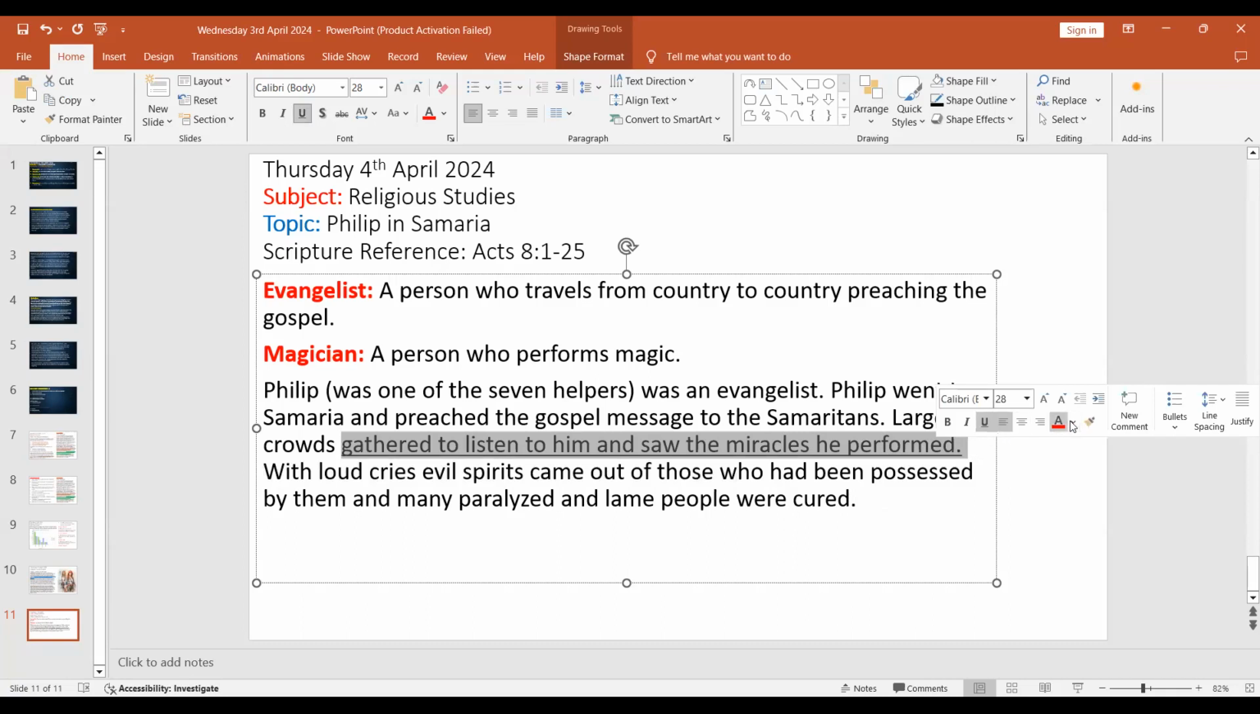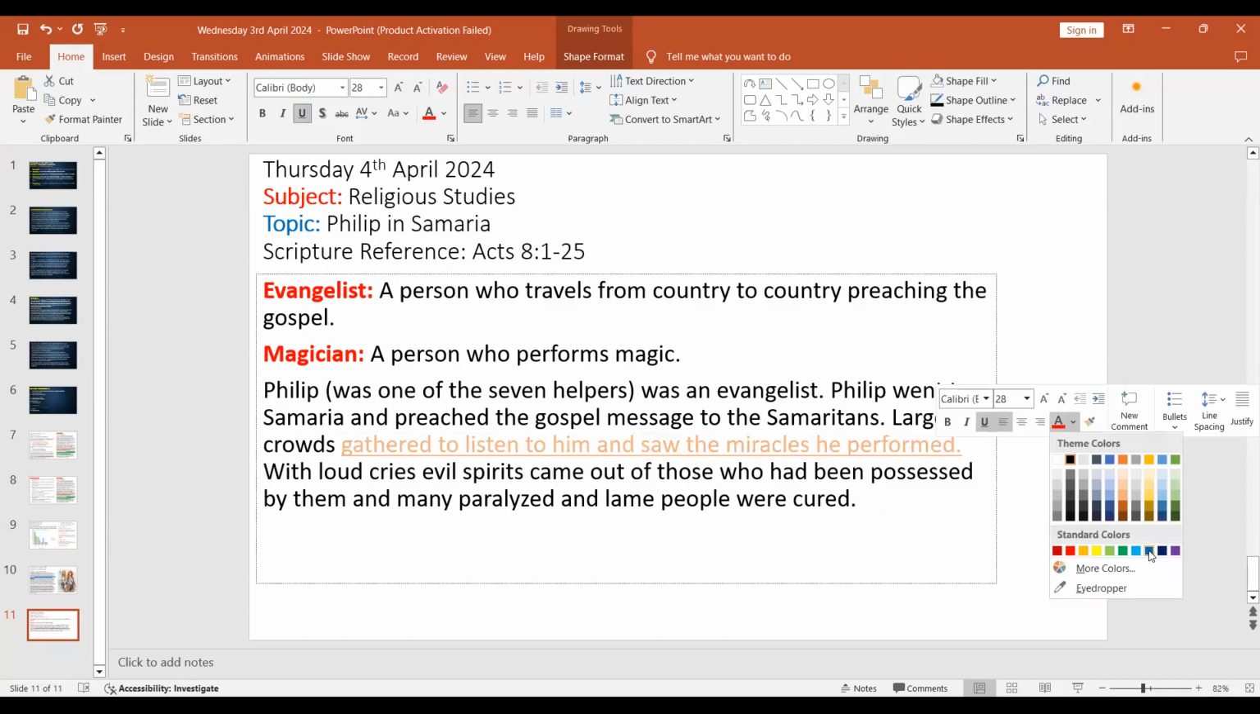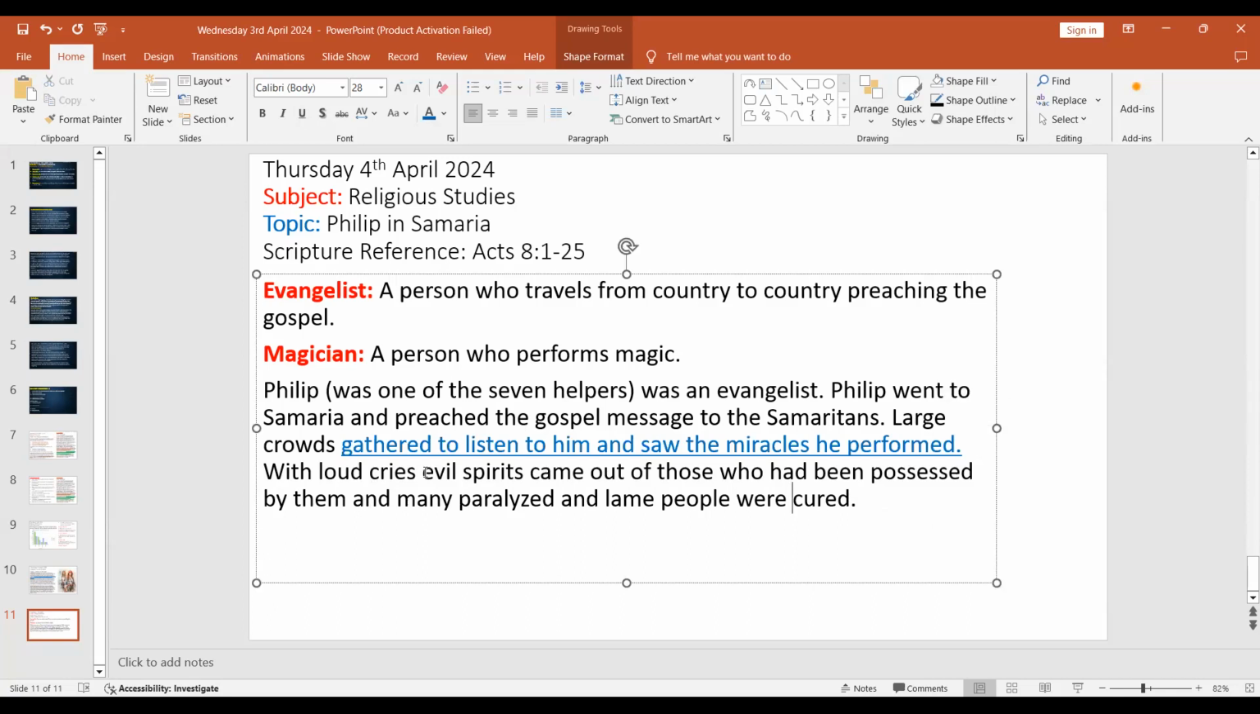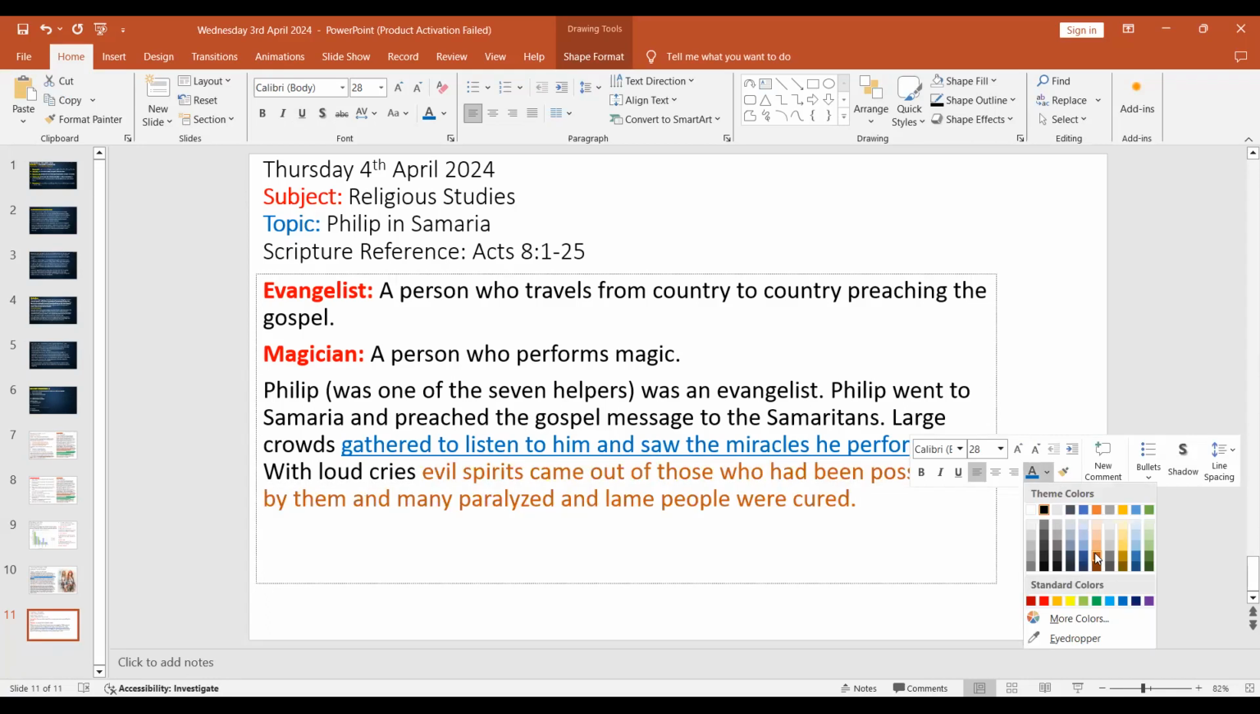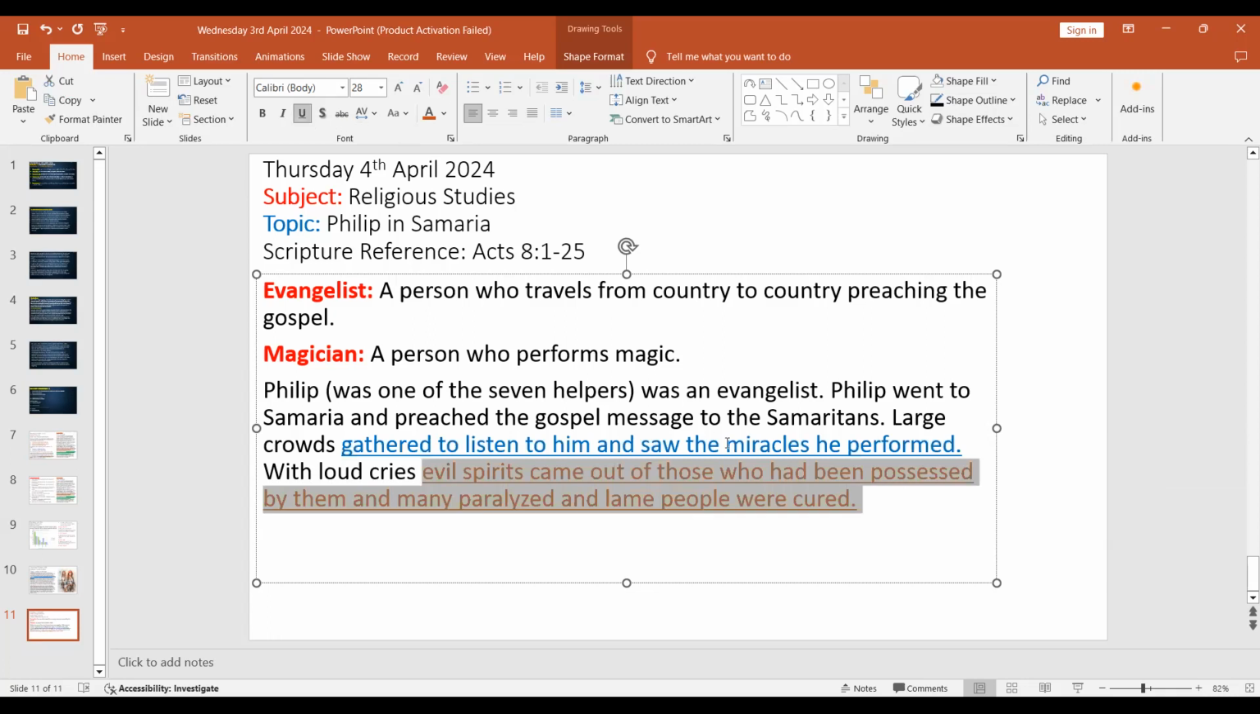And like we said, the miracles are a sign that God was with him, okay? Evil spirits came out of those persons who were possessed, and persons who were paralyzed were cured, right? Similar to the way how when Jesus walked about this earth, he performed miracles and stuff, right? Now, but there was a magician. Anyone know the magician's name?